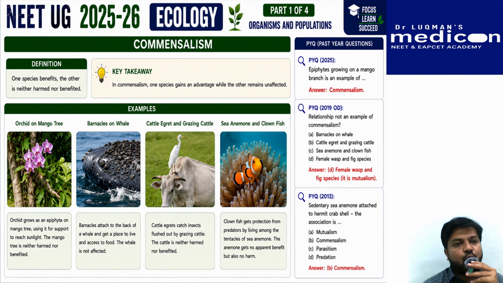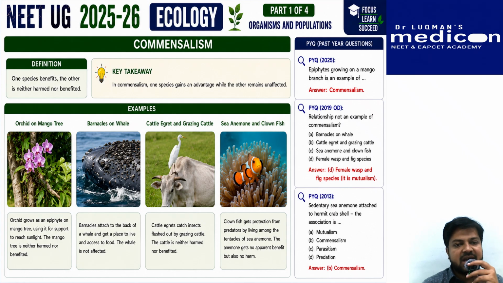Let's see examples. Orchid on a mango tree. Orchid grows as an epiphyte. An epiphyte is a type of plant that grows on another plant, on the mango tree, using it for support to reach sunlight. The mango tree is neither harmed nor benefited. This is an example of commensalism. Barnacles on whale. Barnacles attach to the back of a whale and get a place to live and access to food. The whale is not affected.